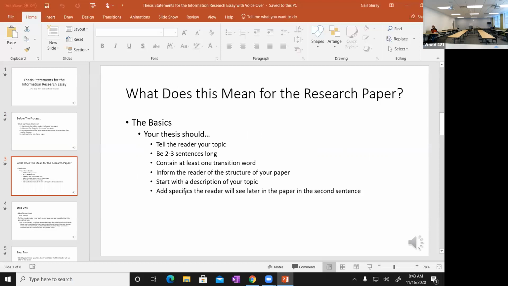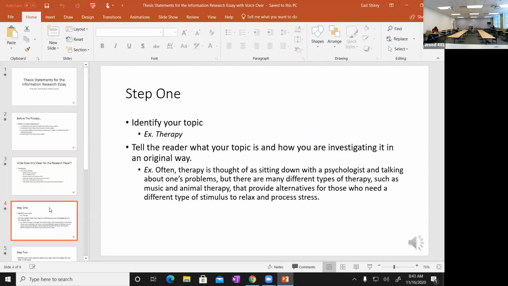It can be 2 to 3 sentences long. Make sure you have a transition word in there. For example, however, because of, those kinds of things. Inform the reader of the structure. In other words, what's the order you're going to be covering things. So the order you list things in the thesis should match the order you talk about them in the body. And then don't forget to start your thesis with a description of your topic. In other words, give a little detail. And then, of course, in the second sentence, you can add your specifics and the layout.